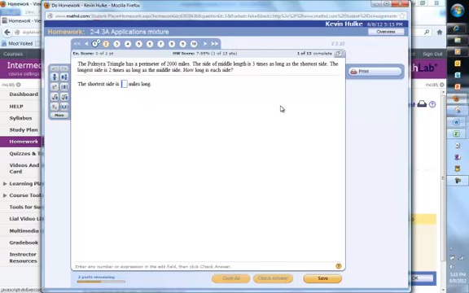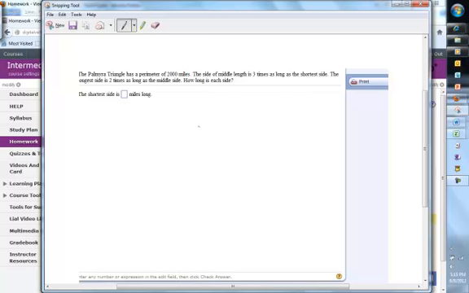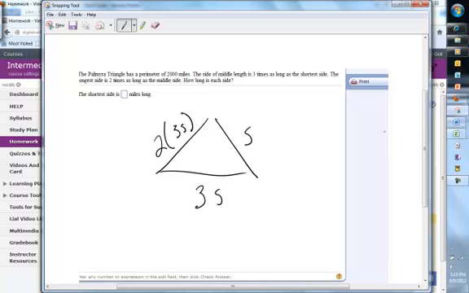First question is from chapter 2. Okay. The Palmyra Triangle has a perimeter of 2,000 miles. The side of the middle length is 3 times the shortest. The longest side is 2 times as long as the middle side. Okay, so since the middle side is 3s, it's twice as long as that. So we have 2 times 3s plus s plus 3s is 2,000.